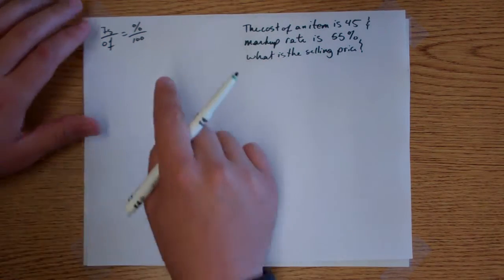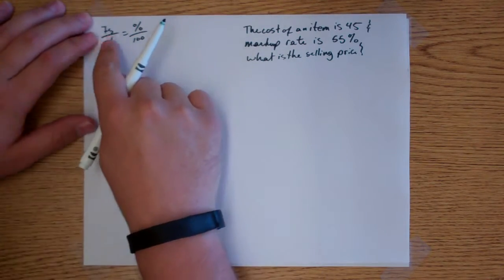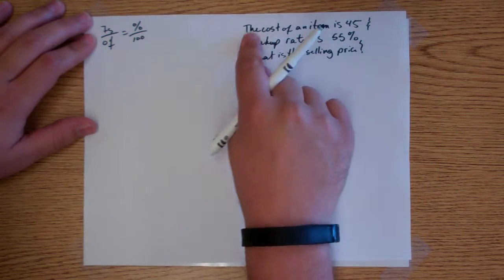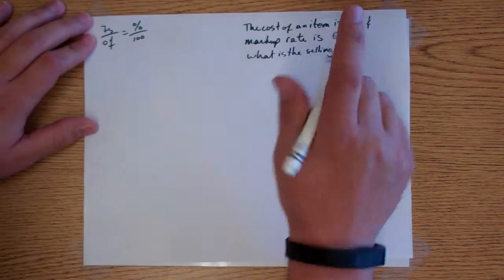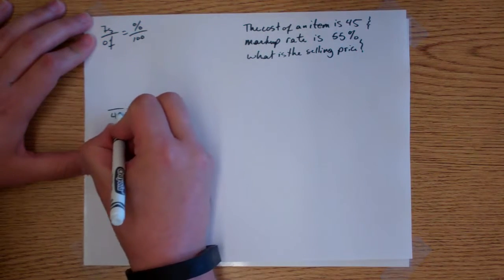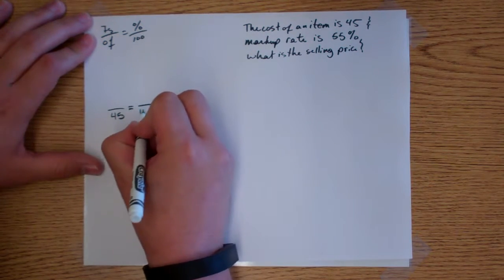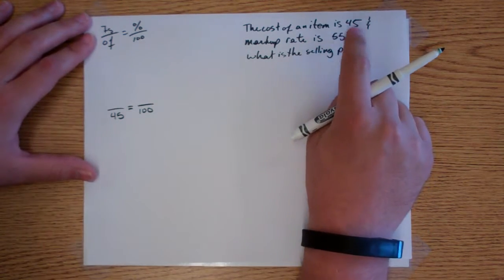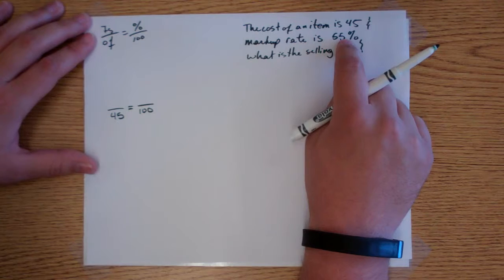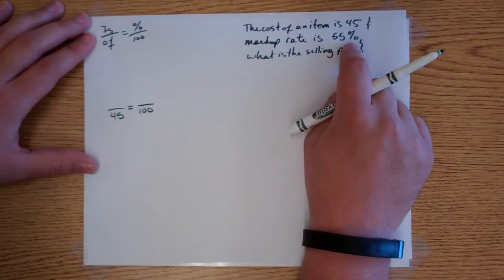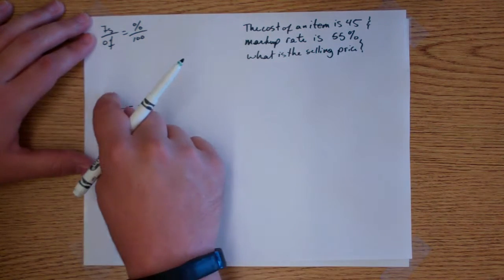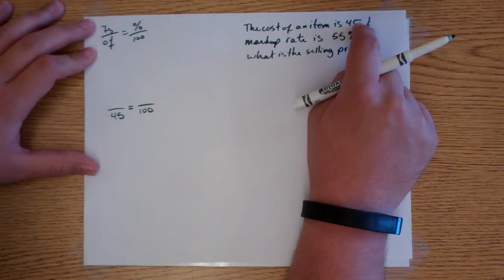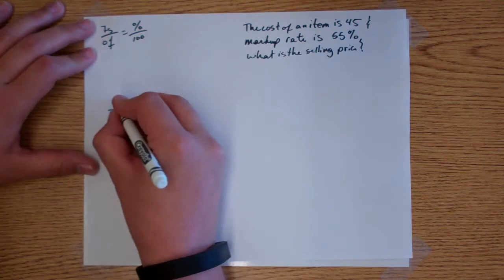Well, do we know the is? We don't know the is, because the cost of an item is 45. Well, the cost of, that's the 45. That is the of. Yes, I realize it looks slightly different, but you've got to remember this is the of, because the markup is 55%. We want the selling price. We have the of, that's the 45. The selling price is going to be the is.